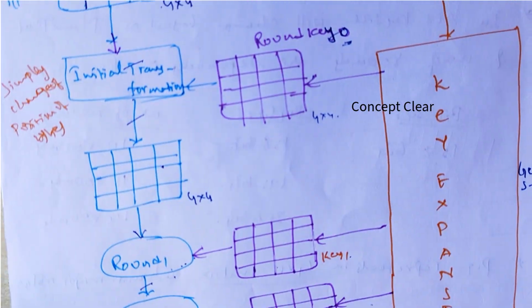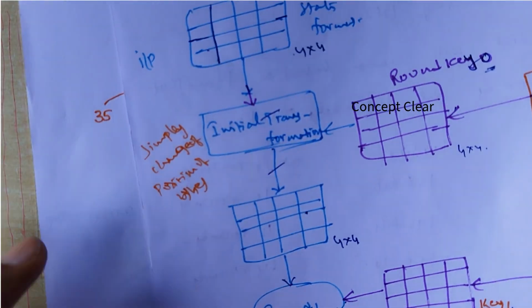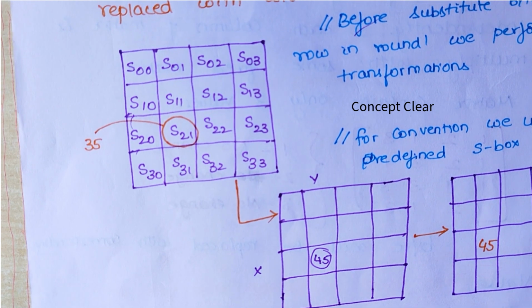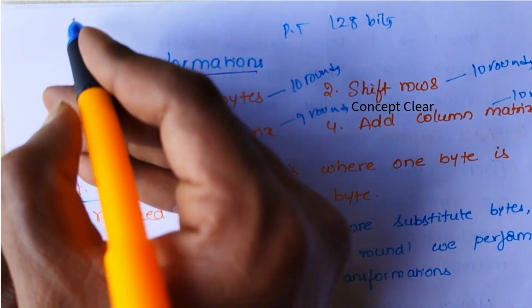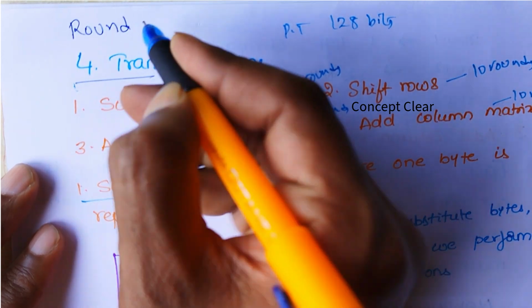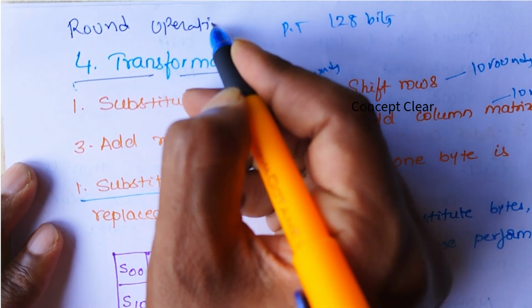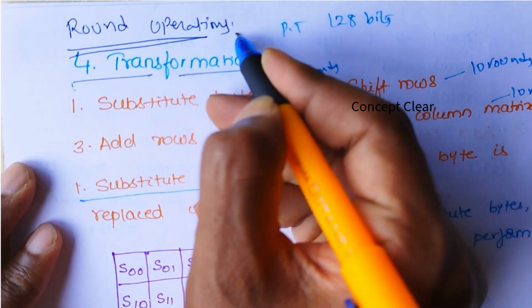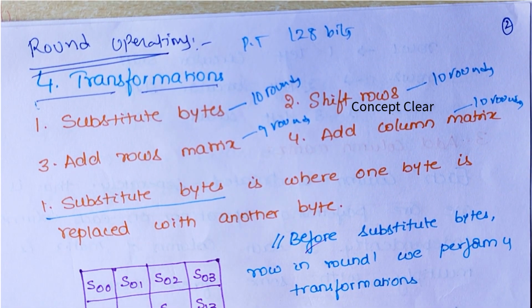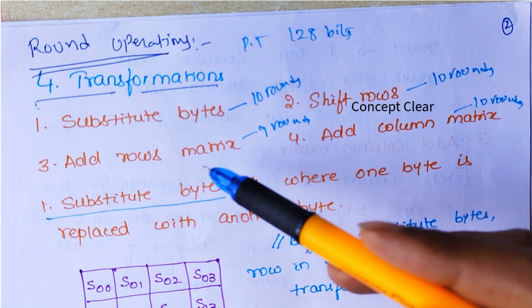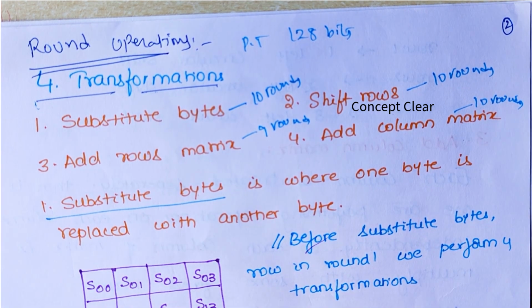Okay, this is about the AES algorithm. See here, these are the transformations we perform inside the round operations. In round operations, we will perform 4 transformations. The first transformation is substitute bytes. The second is shift rows. The third is mix columns, and the fourth is add round key. These are the 4 transformations we will perform in round operations.